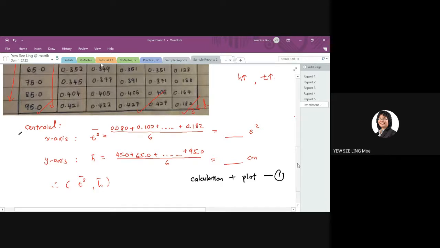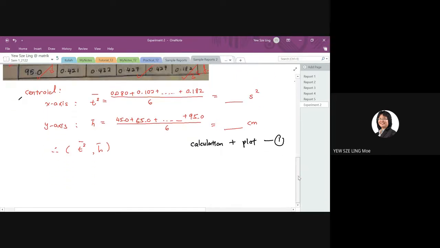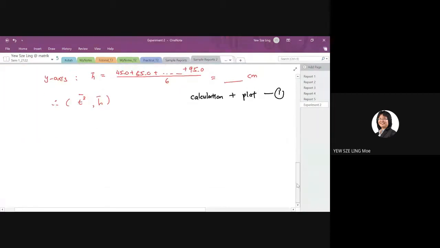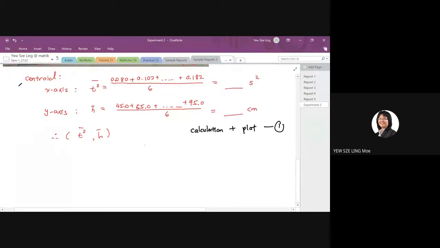So I give you 1 minute to complete your centroid before we proceed to graph. Okay, 1 minit bagi anda kira centroid anda. Kalau anda siap, baru kita tengok graph.